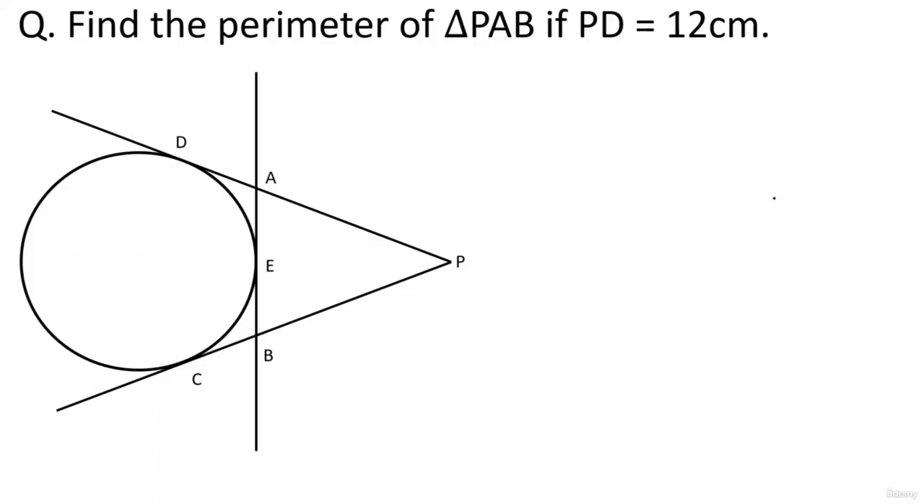Okay, so find the perimeter of triangle PAB if PD is equal to 12 centimeters. You can pause the video and try it out. It's a very good question, and then we're going to discuss.